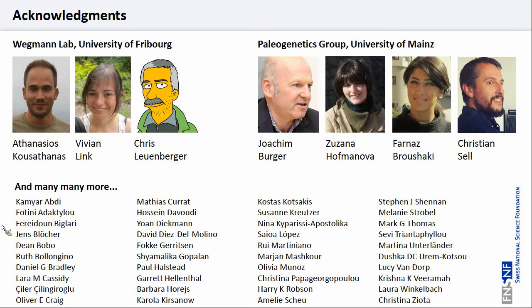Okay, with that, I would like to thank a lot of people involved in this work, mostly first people from my group, Athanasios Kouzoutinas and Vivian Link, a postdoc and PhD student working a lot on this, and my long-term collaborator Chris, a mathematician I collaborate with a lot. Then the leading people from the paleogenetics group in Mainz who generated all the data. This group is led by Joachim Burger. Susanna prepared all the samples in the lab for the Aegean project, and was also heavily involved in many of the population genetic analyses. Farnas took the lead on the Iranian samples, also 2 years of lab work to get that done, and then some analysis there.